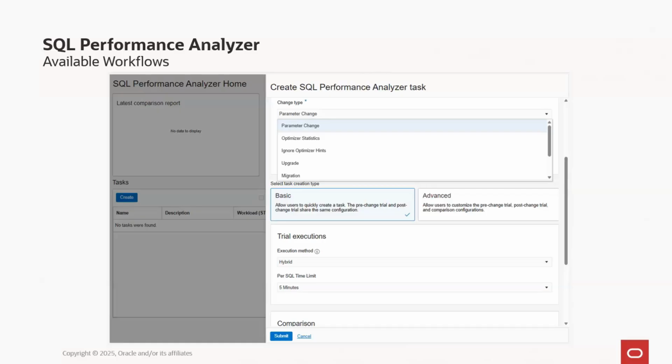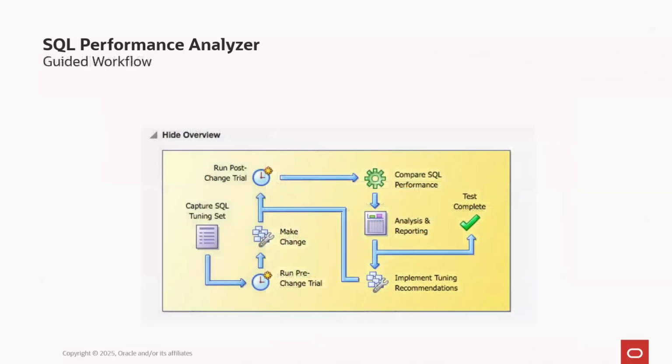But at the end, the process is a cyclical process because we're going to be running a pre-change trial on the database. Then we're going to be executing those SQLs again on 23AI. We're going to compare the performance. We're going to give you a report with all those different changes and variations. And if for whatever reason you have regression on SQL statements, SQLs are slower than the SQLs running on 19C, right? You will have to fix them.